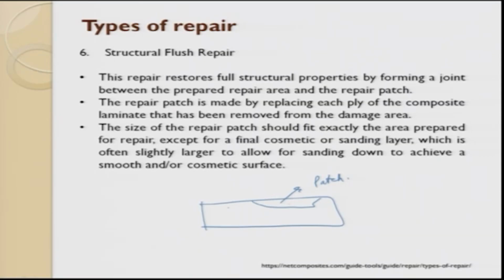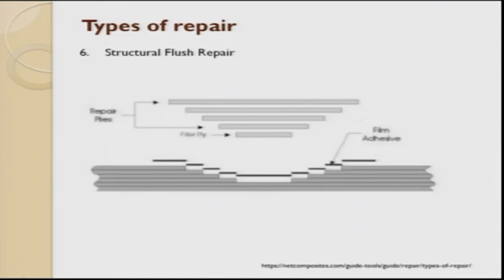The repair patch is made by replacing each ply in a composite laminate that has been removed from the damaged area. So, this is what is a structural flush repair. So, we try to gouge out all the material from here, and then what we do is we try to replace it with a cut laminate exactly to that gouged area. So, the plies will be cut accordingly, even the orientations can be laid accordingly. So, these are the fibers, these are the original structure, and these are the adhesives which are put such that this and this can stick to each other to form a structural flush repair.